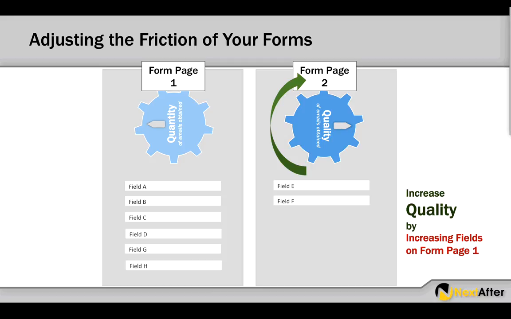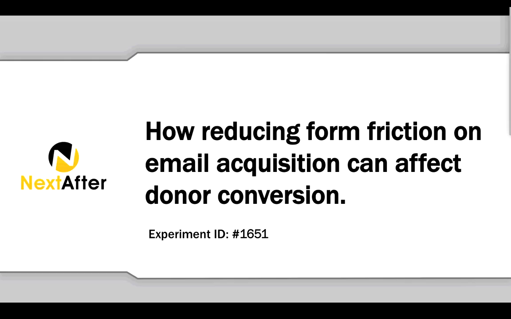So that's just a visualization for you to think about, that you do have options. And friction can be a bad thing, but it also can be something that you can adjust based on what your specific goals are. So let's look at another experiment.